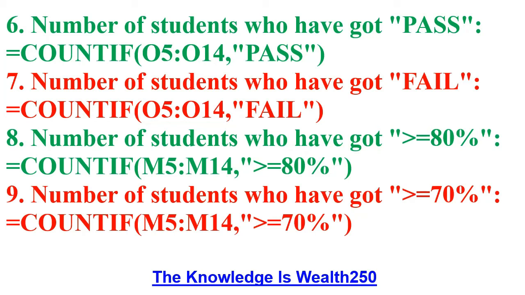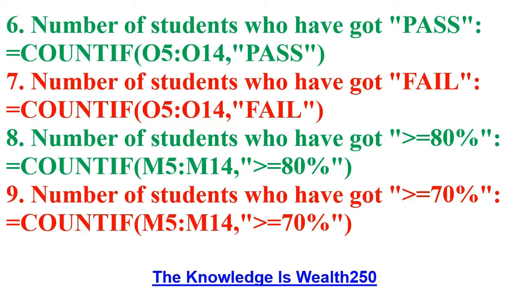Okay, then formula number 7, it is the calculations of the number of students who have got fail there. It is the same, you write there equal sign, count if, then you open your bracket, then you select range, comma there, you open your quotation mark, then you put there fail, then you close your quotation mark, then you close your bracket.